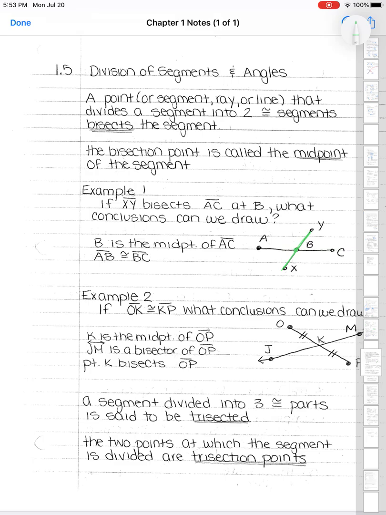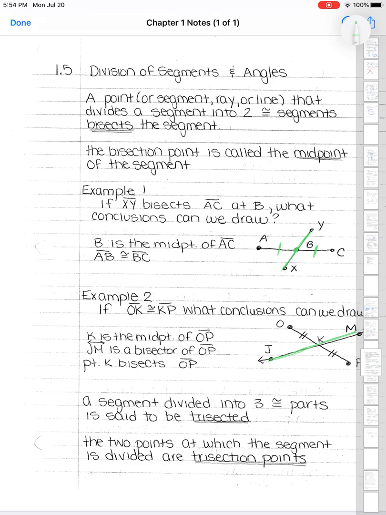So if XY, which is this one right here, is what bisects AC at B, the question is, what conclusions can we draw? Well, based on the two new vocab words above, B would be considered to be the midpoint, and AB would be congruent to BC.